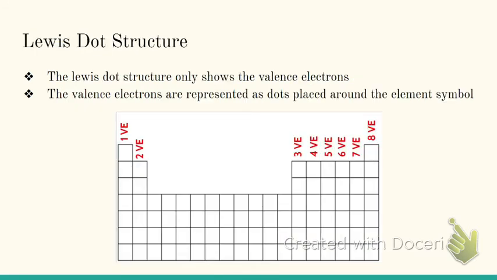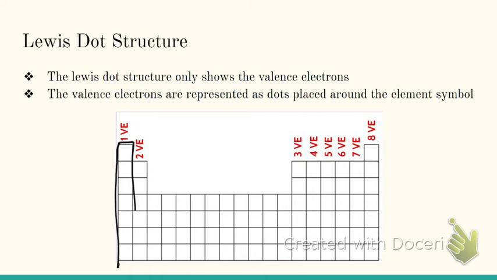Now, what I really wanted to get to was our Lewis dot structures. Our Lewis dot structures only show the valence electrons, and the valence electrons are represented as dots placed around our element symbol. Now, what I've also placed in here is a periodic table with our valence electrons.